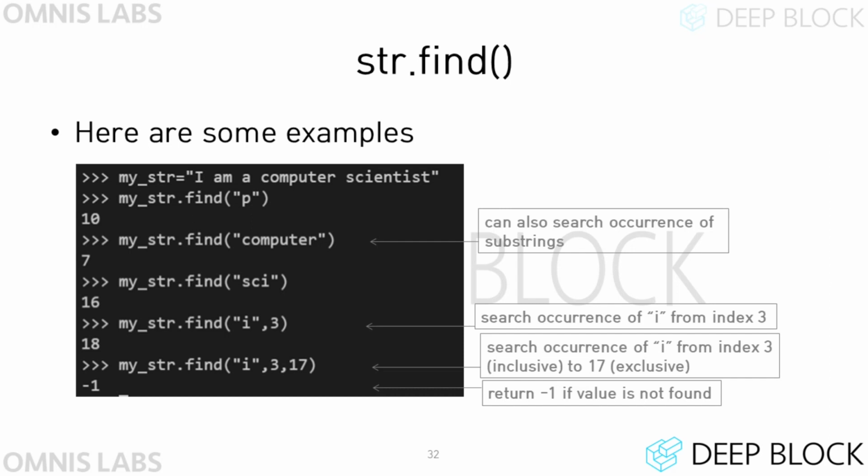myString.find('I', 3, 17) is the code to find the index of I between the index 3 and the index 16 of myString. In this case, myString[3:17] is "am a computer s", so the string I cannot be found in it. In this case, the find method returns -1.